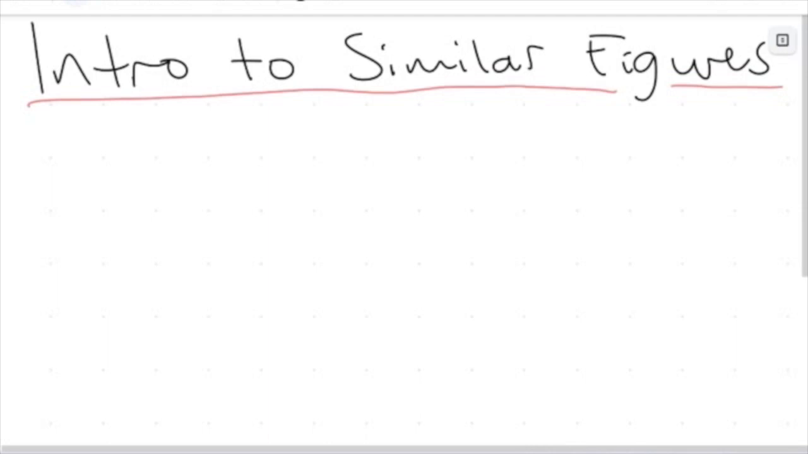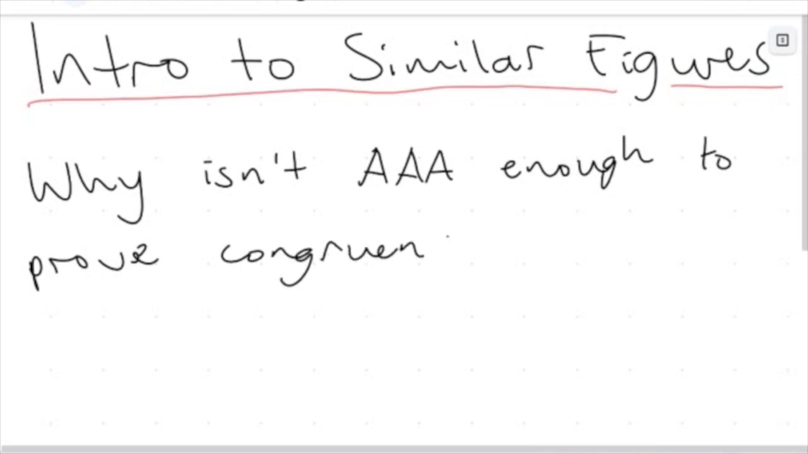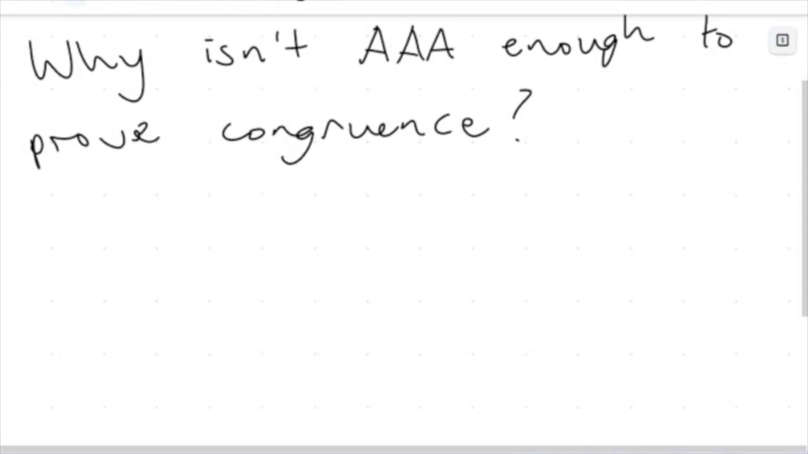Now, I asked a question towards the end of the previous video. When talking about congruent triangles, I said, why isn't angle, angle, angle enough to prove congruence? I got you to have a think about this. Whether you have or not, that's okay. It's a bit of a hard thing to consider initially.